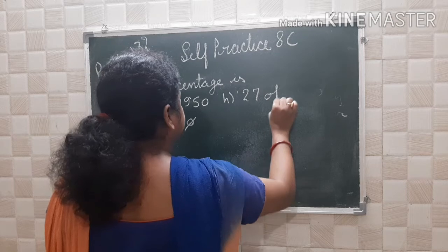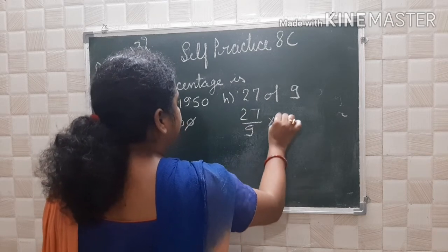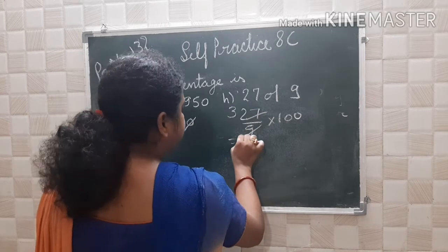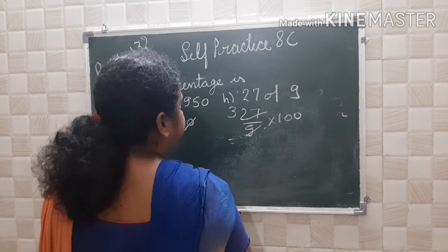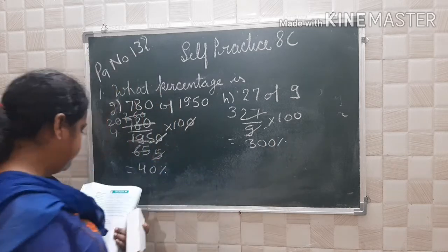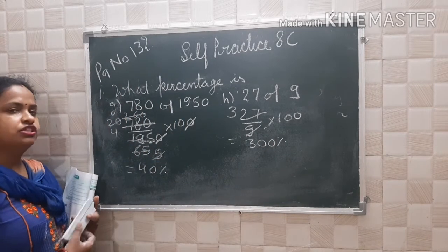27 of 9. That means 27 upon 9 into 100. 9 3s are, 100 3s are 300%. Clear? Clear up till here? Now see question number 2.